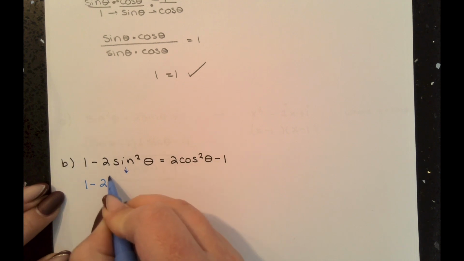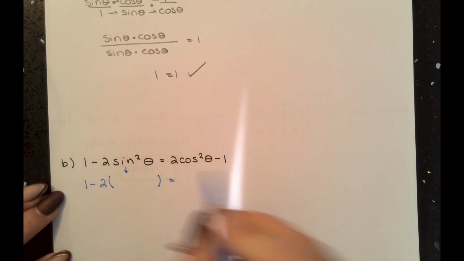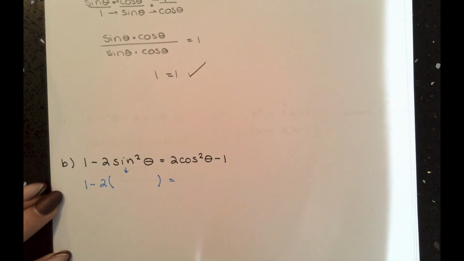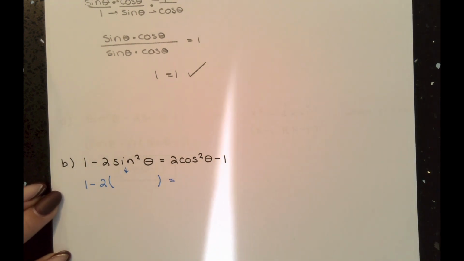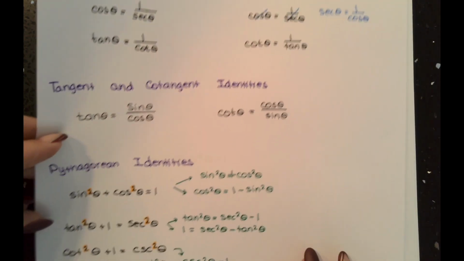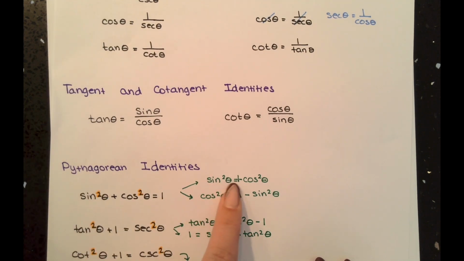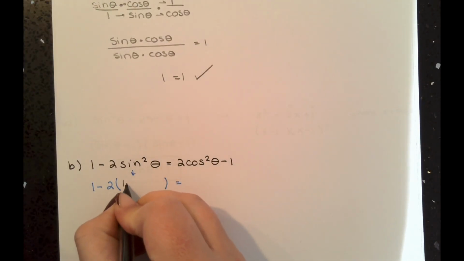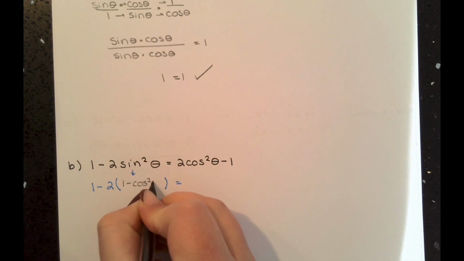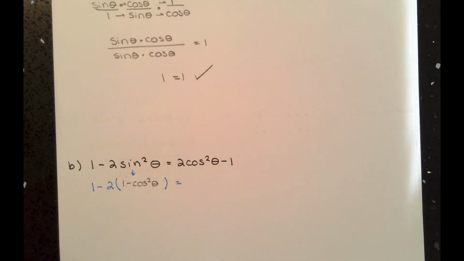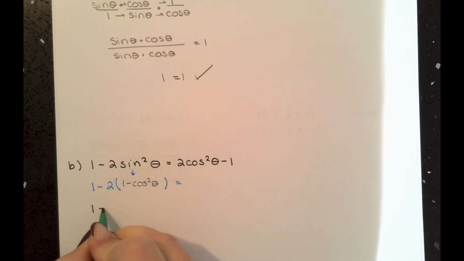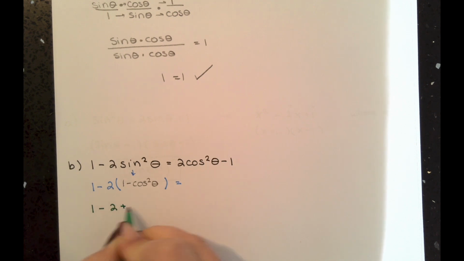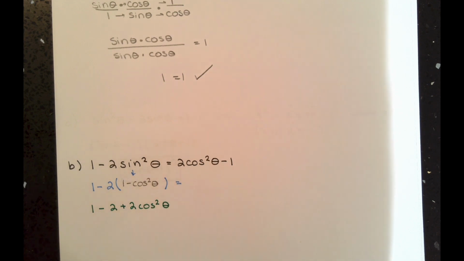So I'm going to change out sine squared of theta using my Pythagorean identity. So sine squared of theta is equal to 1 minus cosine squared of theta. And I'm going to get a cosine that way. So 1 minus (1 minus cosine squared of theta). Now I have a 2 that I need to distribute. So 1 minus 2 plus 2 cosine squared of theta.